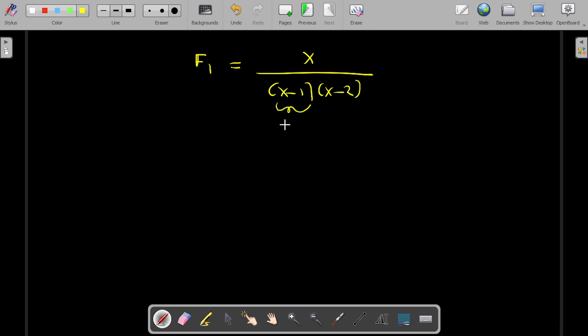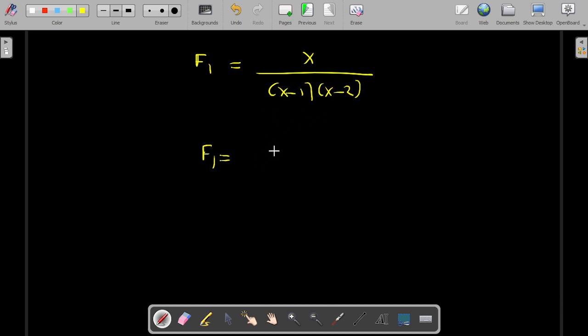Here, this is a linear factor, and the second one is also another linear factor. So basically we have our denominator expressed as a product of two linear factors. Now the decomposition here is going to be very simple. So f1 is going to be written in the following form.